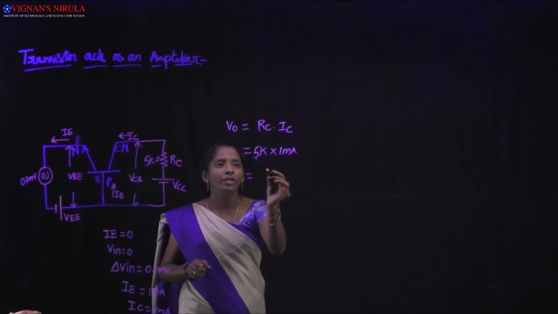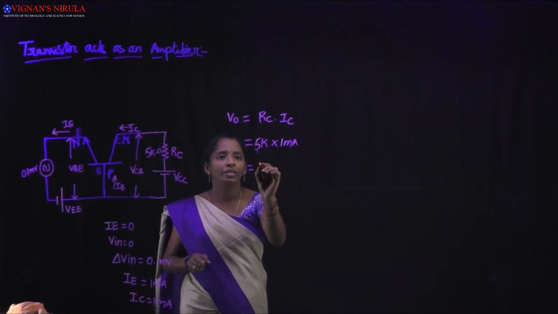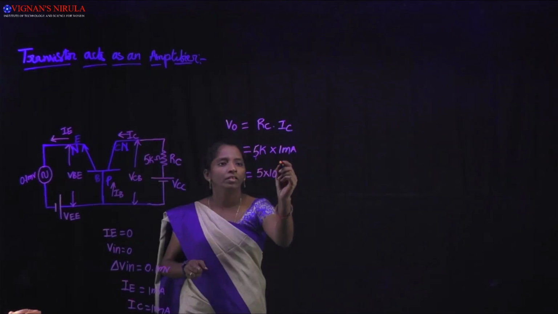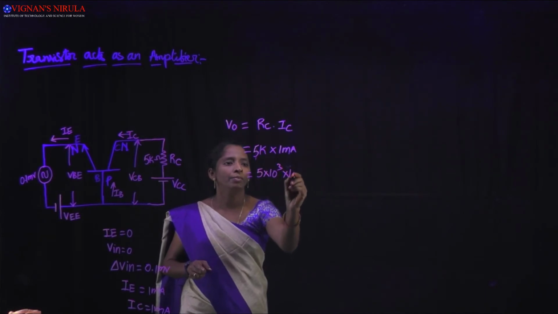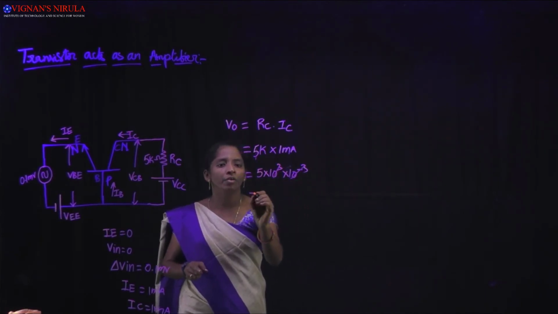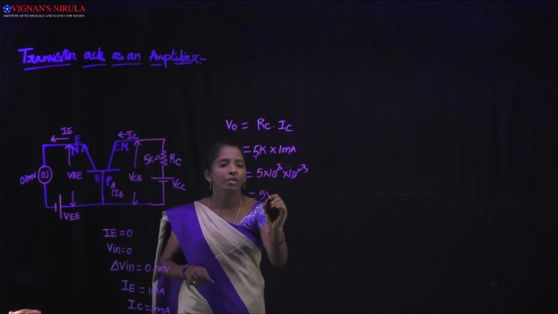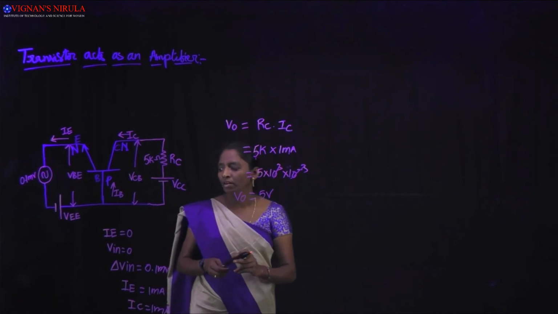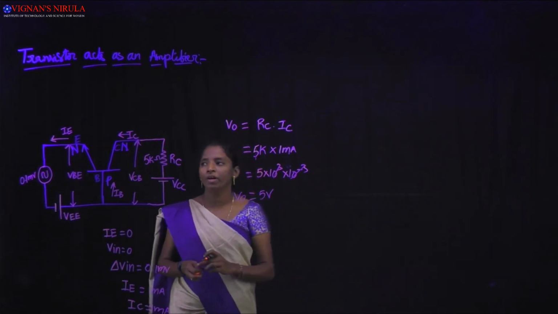Then 5 into 1 milli, kilo ohms, that means substituting the values 10 to the power of 3 into 10 to the power of minus 3. Both get cancelled. Now you are getting 5 volts. So V0 equals 5 volts.